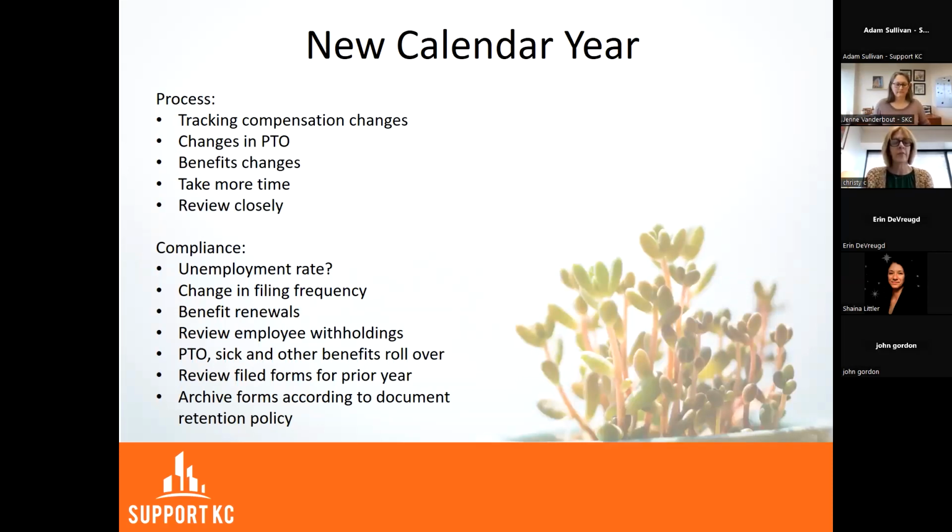Some other items: making sure that you have received or know your new unemployment rate if it applies. We talked before about whether there is any change in filing frequency of tax deposits. Benefit renewals, those are always something we would love to sit and walk through with you once you get that from your provider, so that we are ensuring, if we are the payroll processor, that we are deducting correct amounts and even reporting the correct company portion of payments. Reviewing employee withholdings for reasonableness. Jenny mentioned the benefits rollover. Reviewing the prior year forms for accuracy.